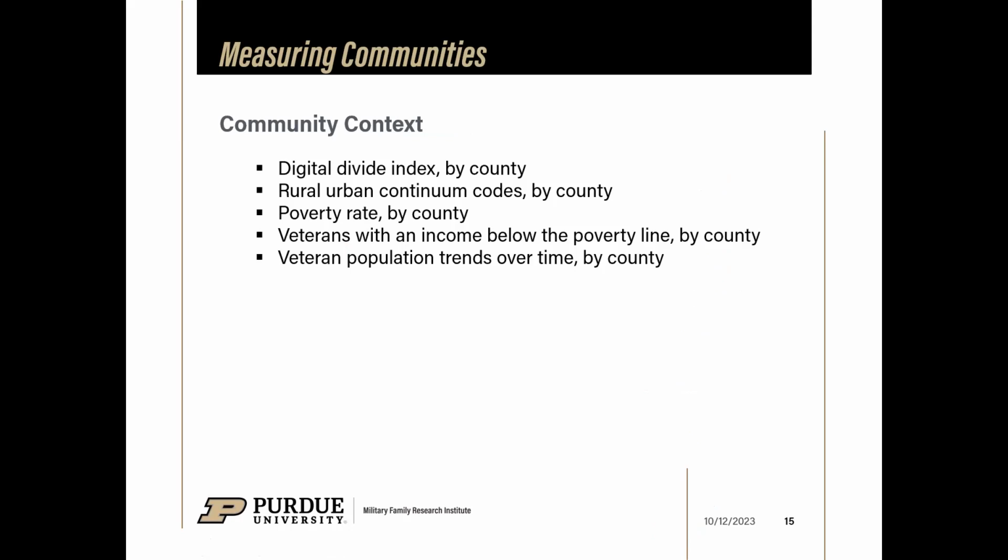So you can go into your community domain and look at data indicators like the digital divide index by county level. You can look at rural-urban continuum codes by county level. So is this area or community more rural or more urban? You can look at the poverty rate by county. You can look at the number of veterans with an income below the poverty line by county level. And you can also look at veteran population trends over time. Is it going up? Is it going down? What does that look like per county level?